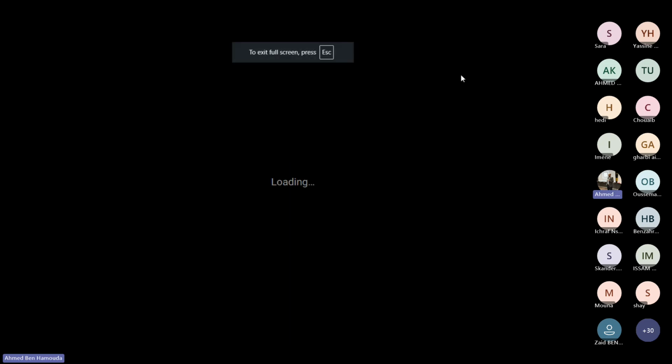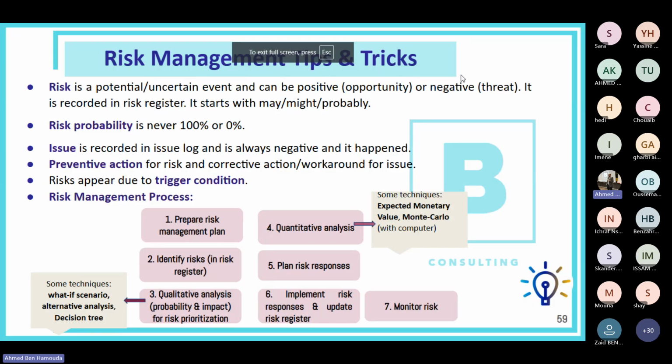Okay. So actually, a risk is a potential and uncertain event. A risk can be positive, I mean it can have a potential positive impact. We're talking here about an opportunity. And it can have a potential negative impact, and we're talking about a threat. Risks should be recorded in the risk register.